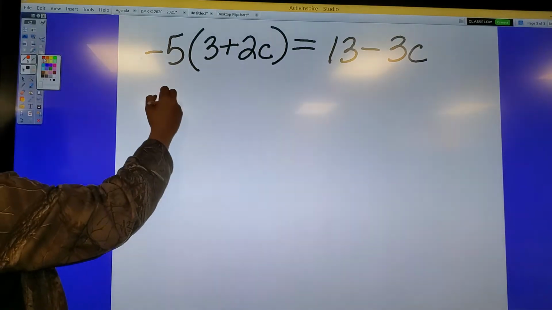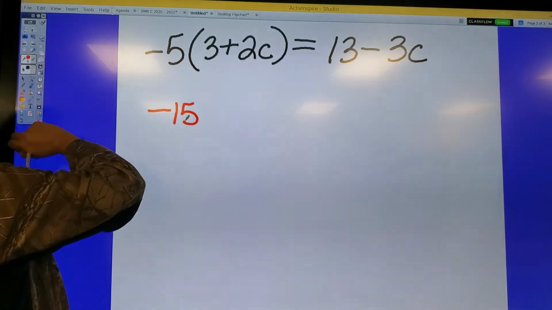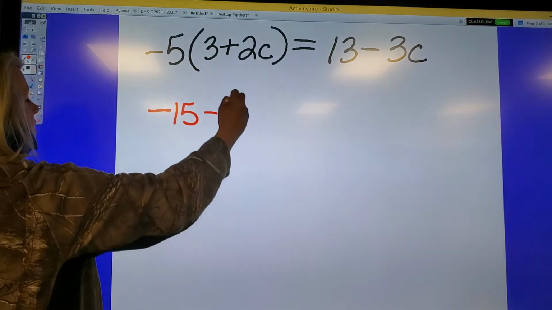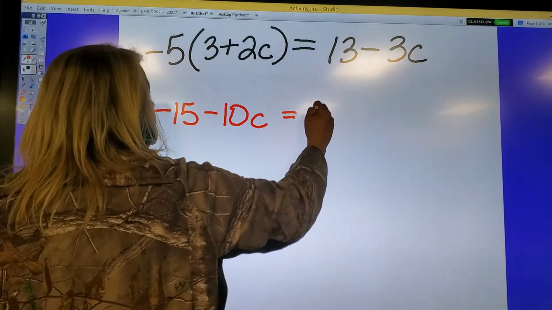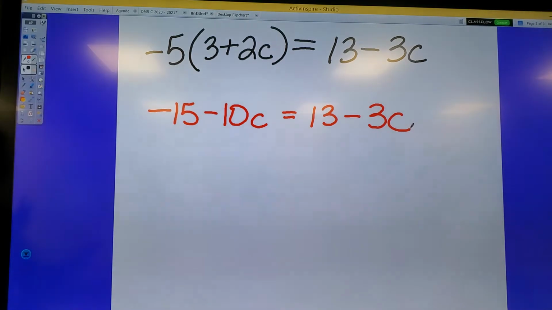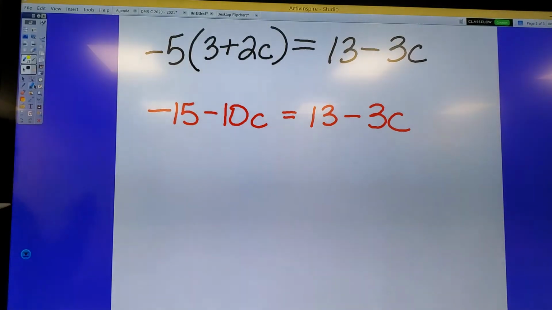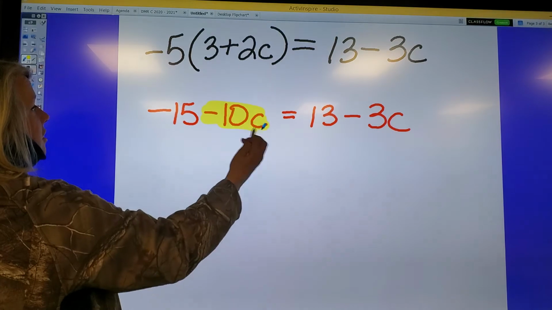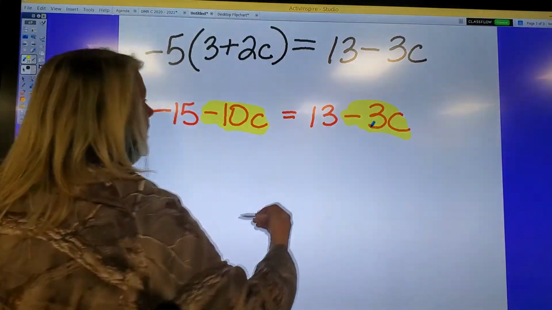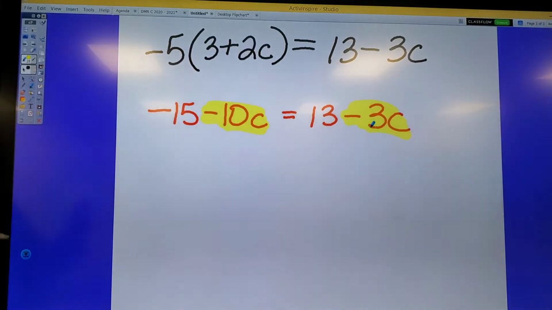-5 times 3 is? -15. Good. -5 times positive 2c? -10c, excellent, equals 13 minus 3c. Okay, so I don't have any more distributing to do. I don't have any combining like terms to do. So again, I'm going to look at my terms with the variable. My coefficients are -10 and -3. They're different, correct? So that means there's only going to be one solution. So I can go ahead and start solving it just like we did in the last problem.